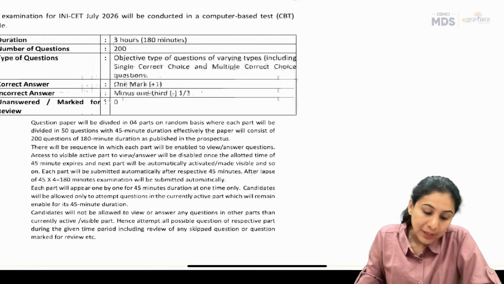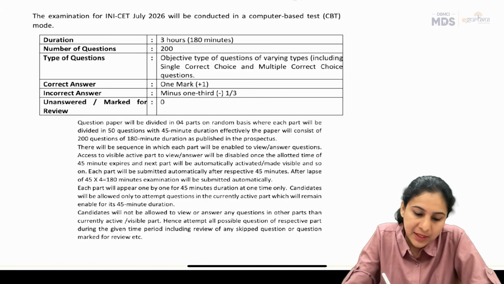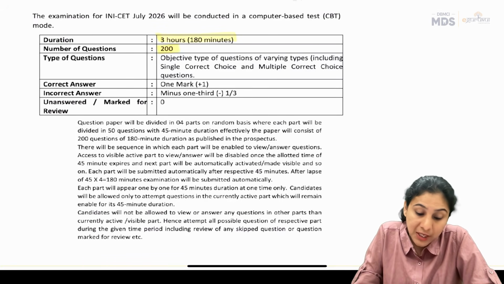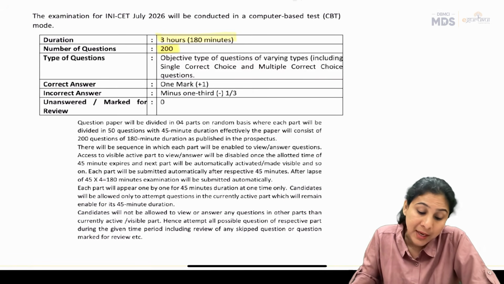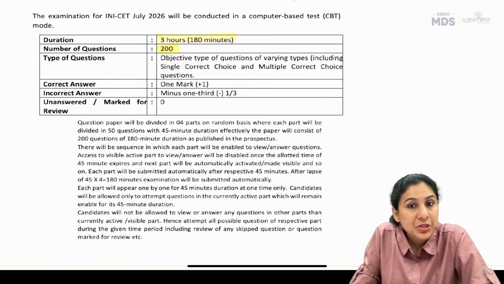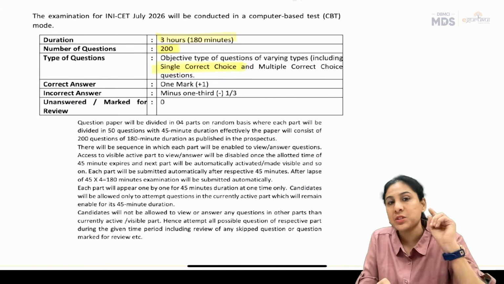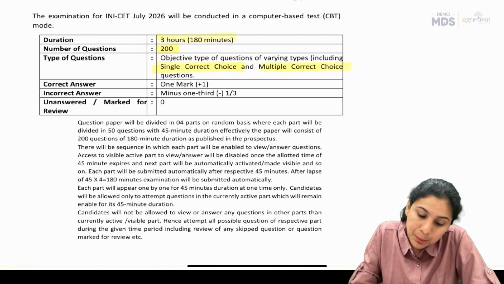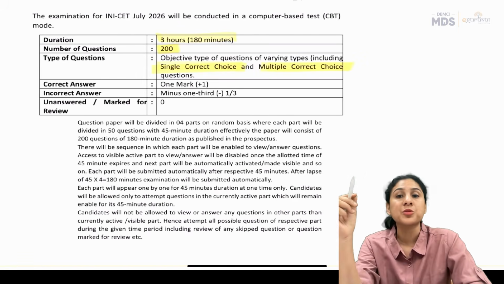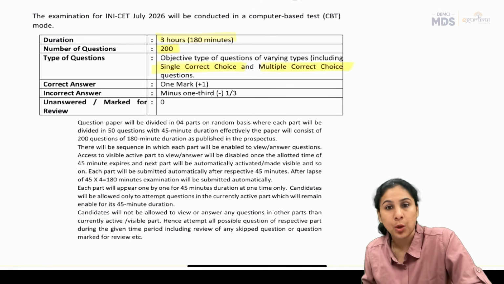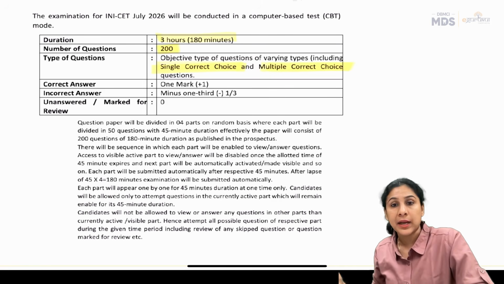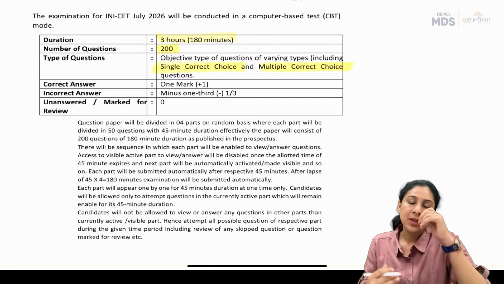Next important thing, it's a 3-hour exam. Questions are 200. Again, the pattern is not changed. It's the same pattern as the last INI-CET. Two types of questions will be there: single correct choice, that means one correct answer, and multiple correct choices. You will be given multiple options: 1, 2, 3, 4, 5, 6. Option A will be 1 and 3 are correct. Option B will be 2, 3, and 5 are correct. So for multiple correct choices you have to mark accordingly.